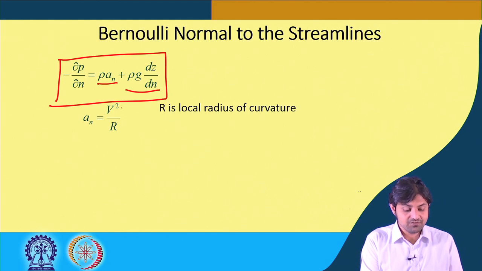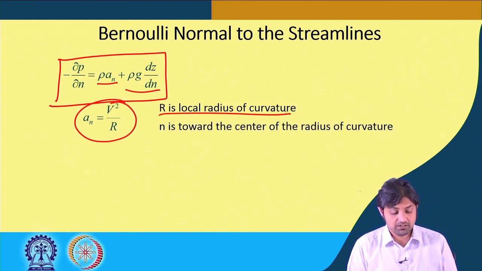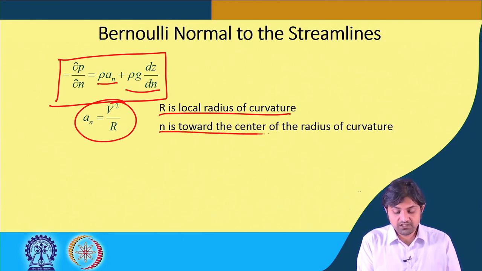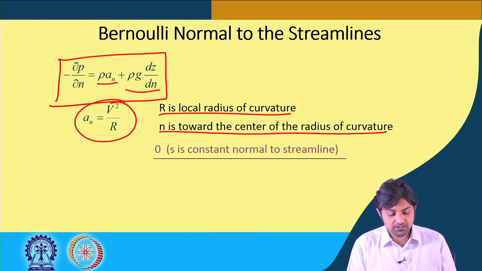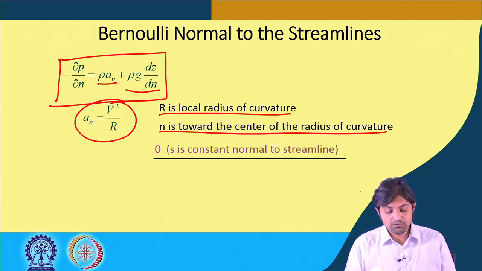Here An is V square by R, where R is the local radius of curvature. N is towards the center of the radius of curvature, and this is equal to 0. S is constant along this streamline.